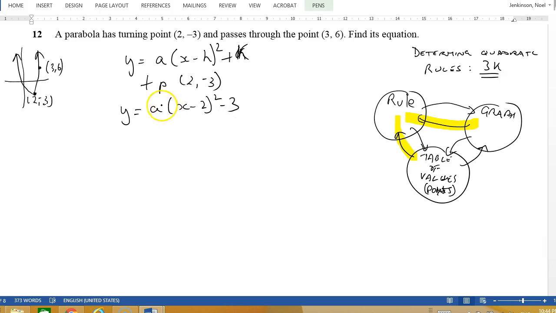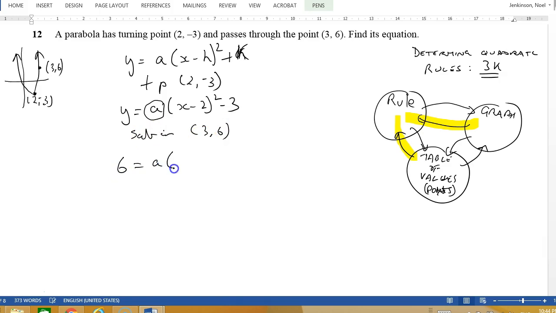We leave a possibility for some dilation factor outside, because we don't know whether this parabola's been made skinny or wider, or whether it's got a bigger number, a smaller number, or even maybe a negative number. It could be upside down, in which case the a would be negative. You're better off just leaving an a there and then subbing in the other point, finding out what that a value is. The other point we're given is (3, 6), so we're going to sub in x equals 3, y equals 6, into this equation we now have.